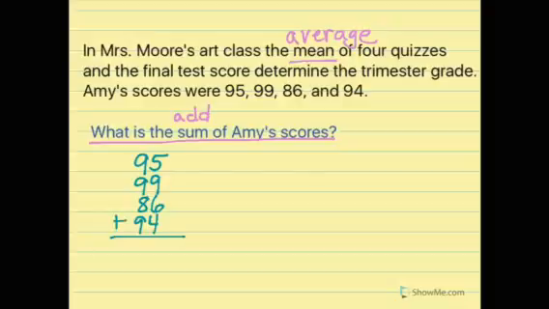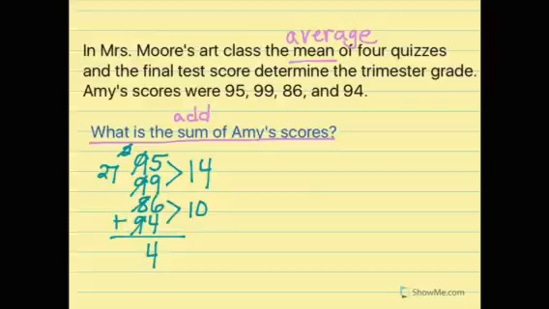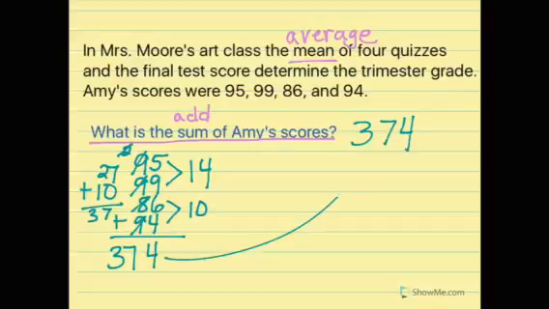She did pretty good. So first thing, when I add these numbers up, I'm going to look for groups of 10. Well, I know 6 plus 4 is 10, and I know 5 plus 9 is 14. So 14 plus 10 is 24. So I can put down my 4, carry my 2. Looking over here, I can't really make any groups of 10, but I do know that I can multiply 9 by 3 and get 27. I also see I have an 8 and a 2, which gives me my group of 10. Add those together, and I get 37. So I know the sum of Amy's scores is 374.